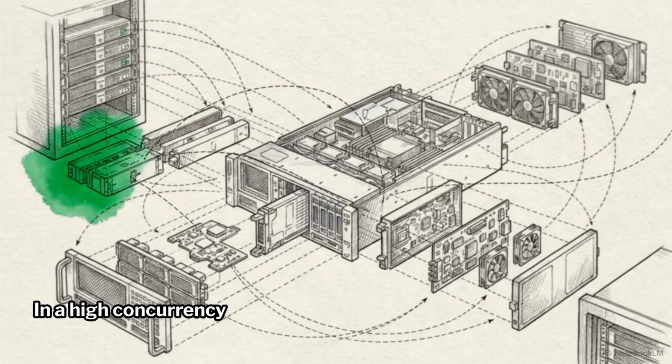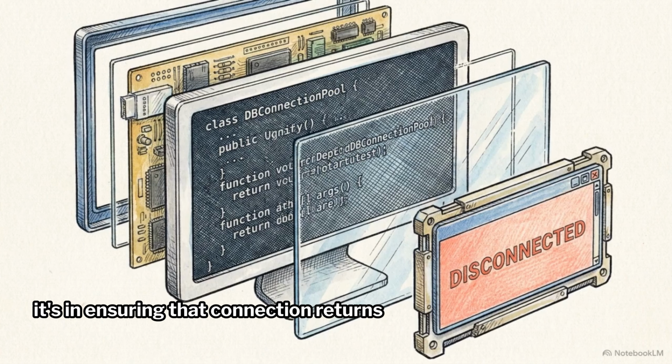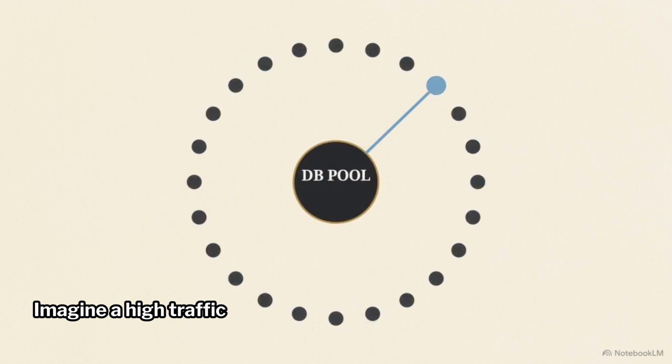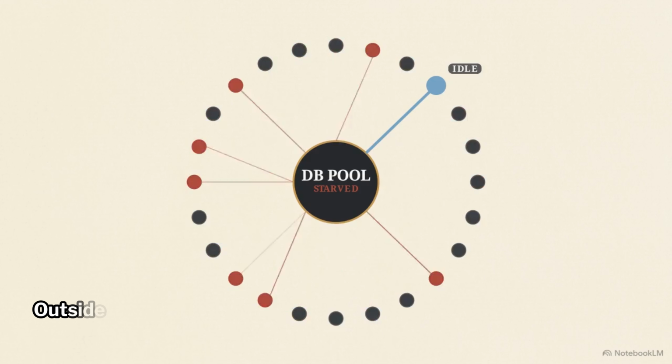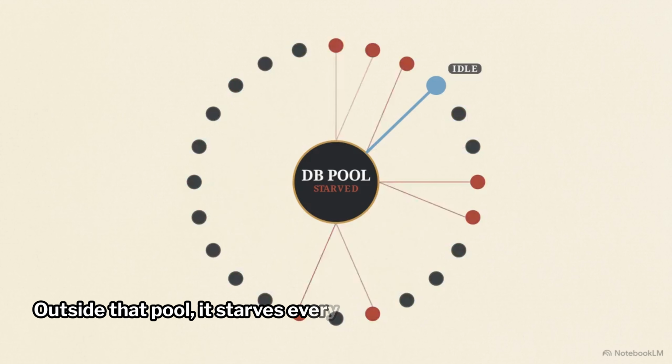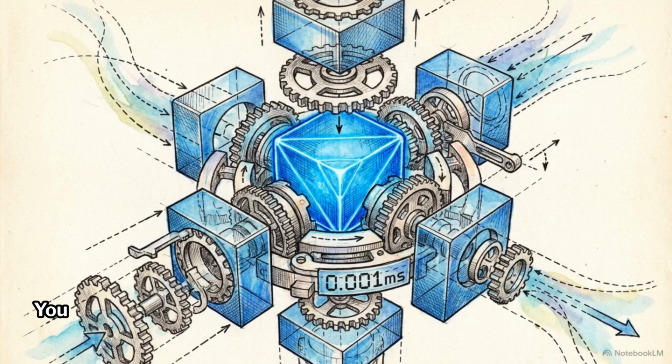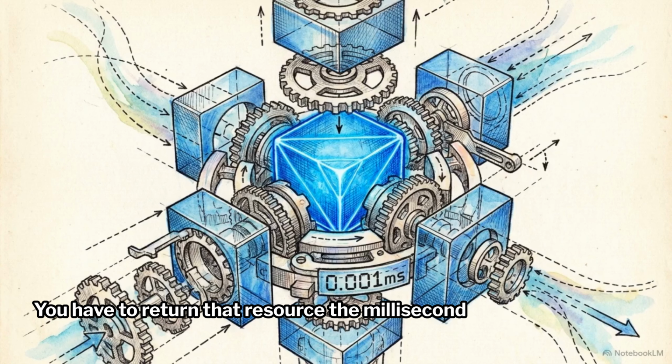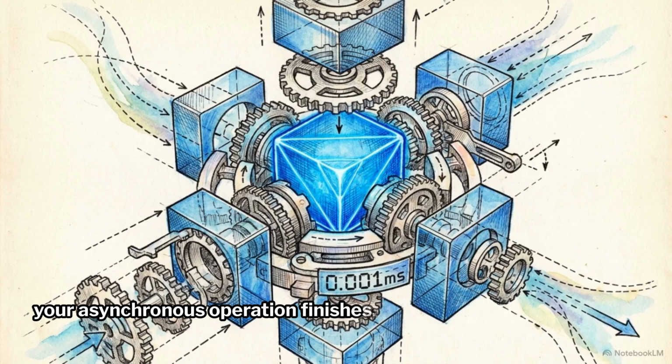In a high concurrency environment, the precision of your teardown determines whether your application remains stable or suffers a resource leak. The difficulty isn't in opening a connection, it's in ensuring that connection returns to the pool the moment the work is done. Imagine a high-traffic database pool. Every microsecond a connection sits idle outside that pool, it starves every other part of your system. You have to return that resource the millisecond your asynchronous operation finishes.